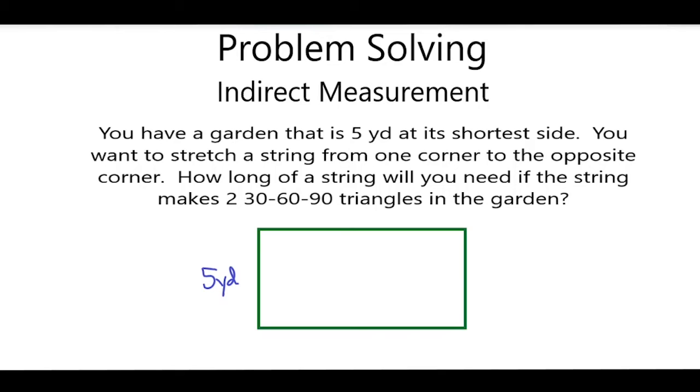So if I want to stretch a string from one corner to the other, and this forms a 30, 60, 90 triangle, and our 90-degree angle is here, the short side here would be A, right? And that would make this B, and that would make the string C.